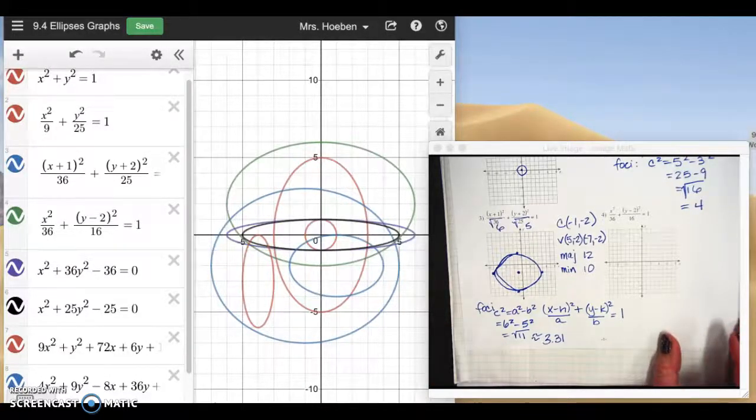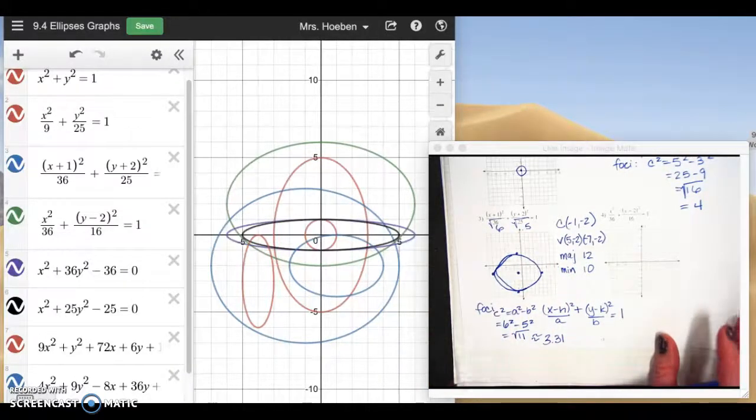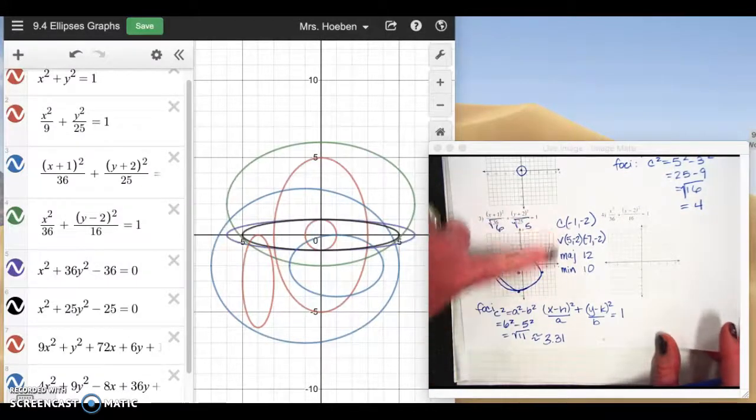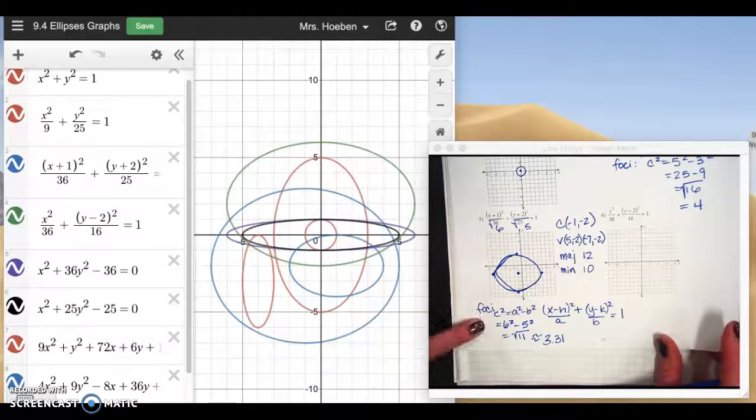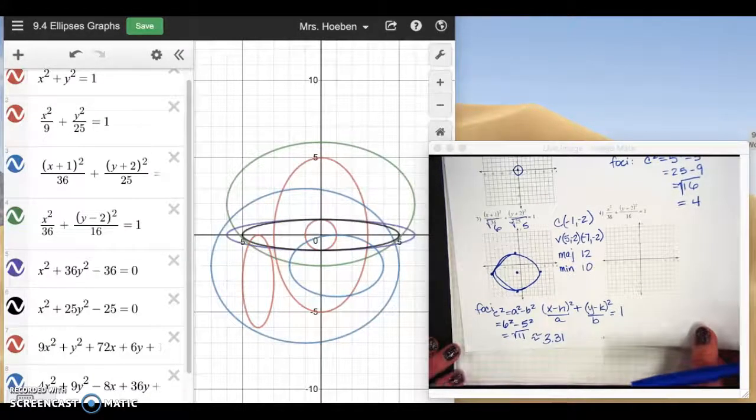Okay. Question number 4 is pretty similar to 3, so we're going to skip it for now, but you can go back and fill in the vertices, the co-vertices, the length of the major and the minor, and figure out that number. Flip it over to the back.